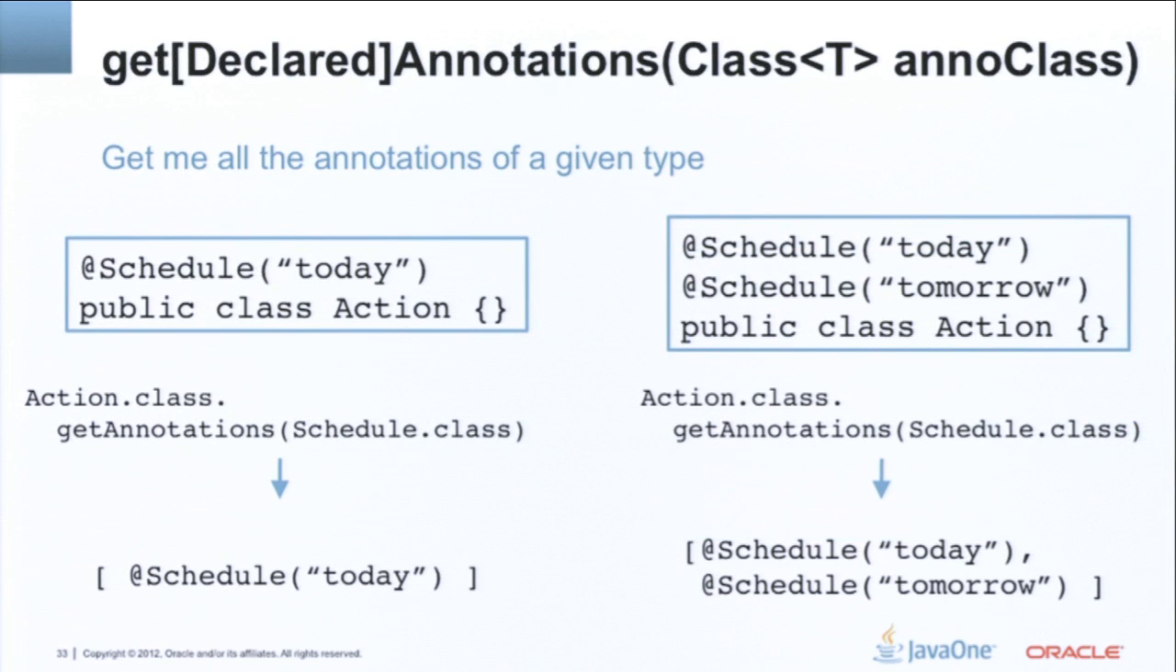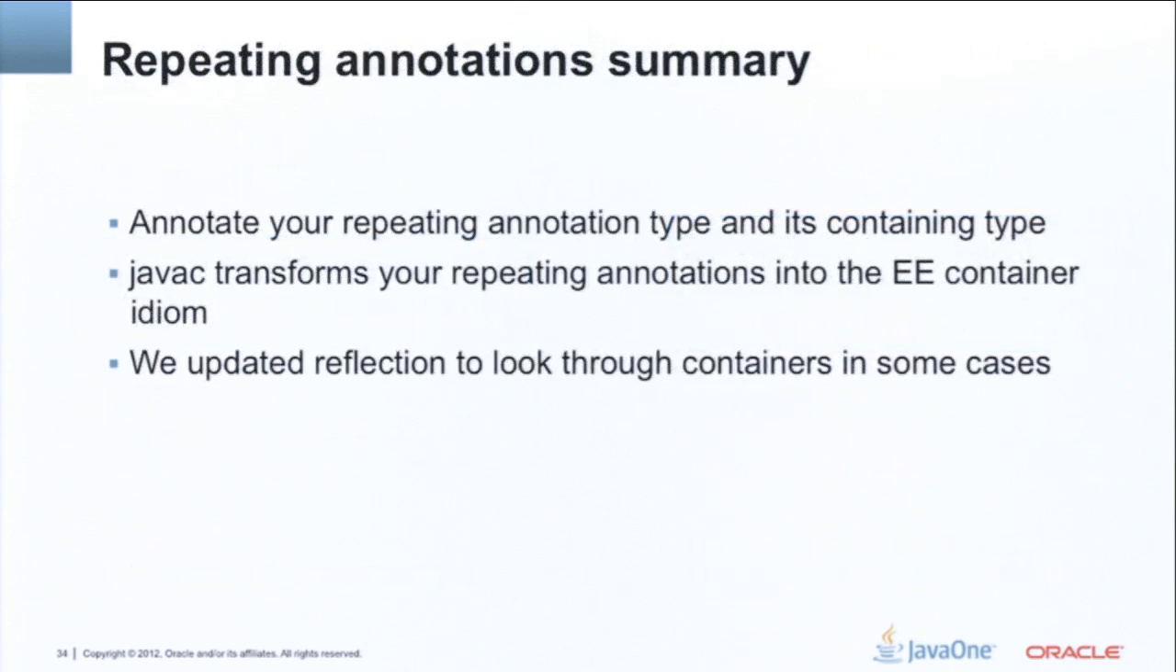All right. This is the intended semantics of getAnnotations looking for a type. So if your class Action is annotated with a single Schedule, you get an array containing a single Schedule. And if it's annotated with multiple Schedules, you get an array containing multiple Schedules. All right. So that was the repeating annotation part.